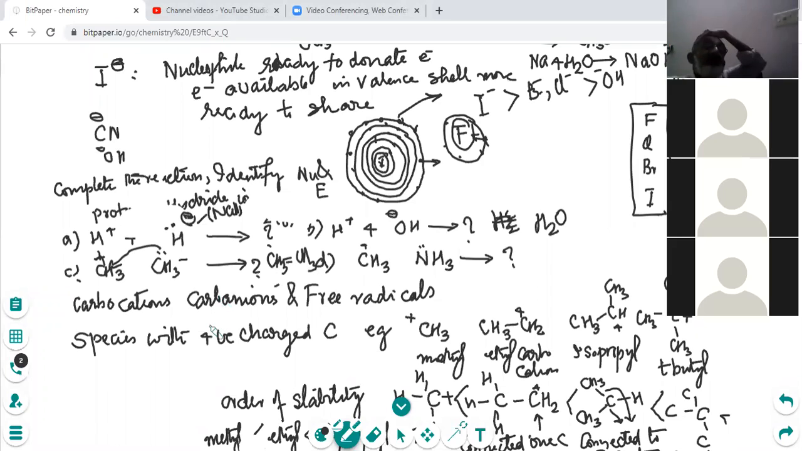The product is an alkane. Oh, how come there are two bonds? Let me see. It is CH3. Oh, CH3 I should write. There is a D here. I should remove that D from there. So CH3.